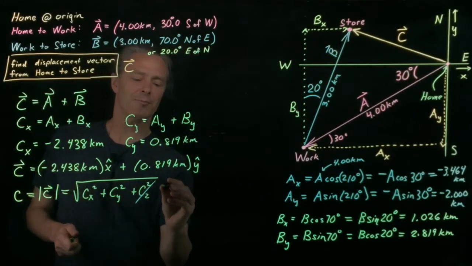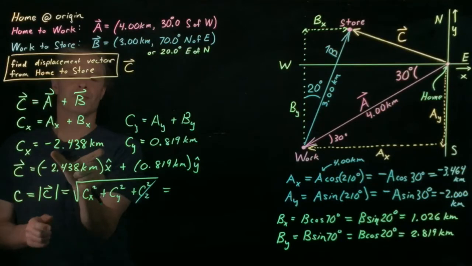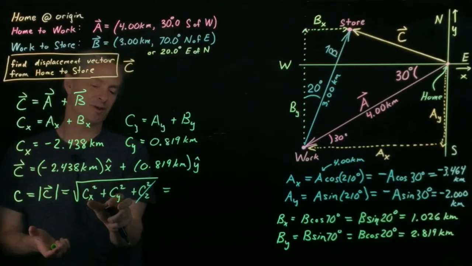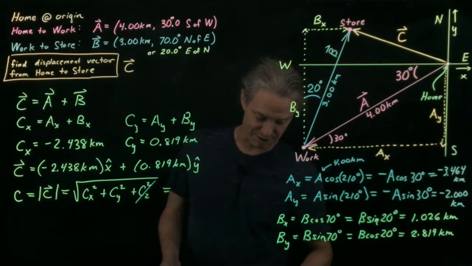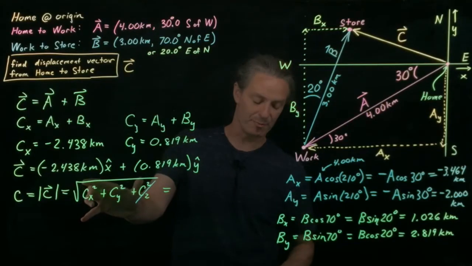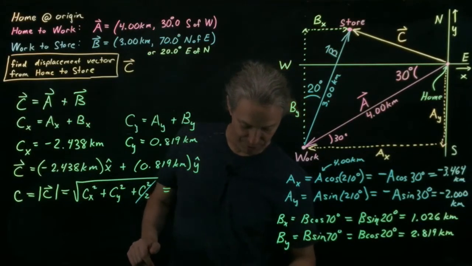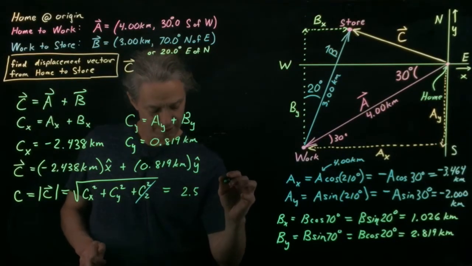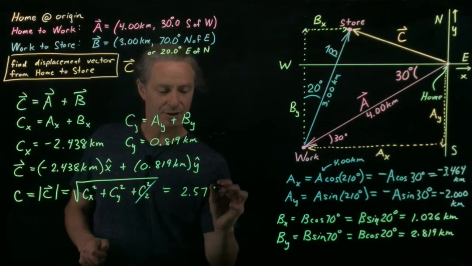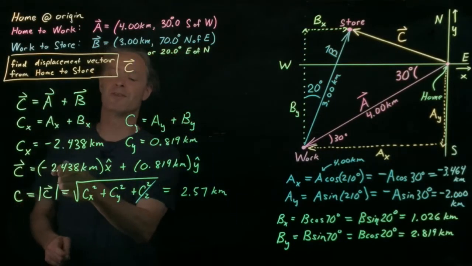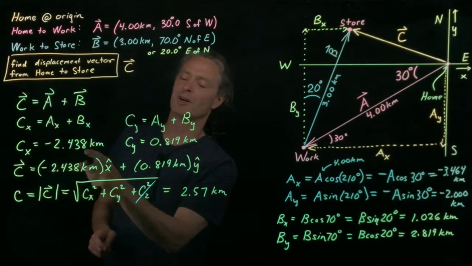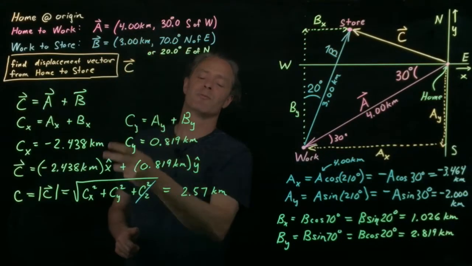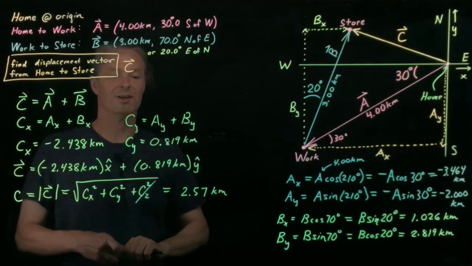All right, so if I put those in and crank them out, c sub x, when I square that, gives me something positive. C sub y is already positive, but when I square it, it gives me something positive. Taking the square root of a positive number is a good thing. And I get for the magnitude, I'm going to round it to 2.57 kilometers. I probably should have rounded this to 2.44 kilometers minus and 0.82 kilometers, given the two decimal places in my initial information, but I'll just leave that here.